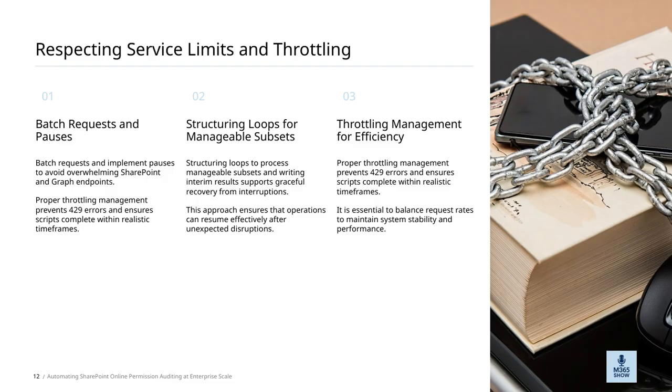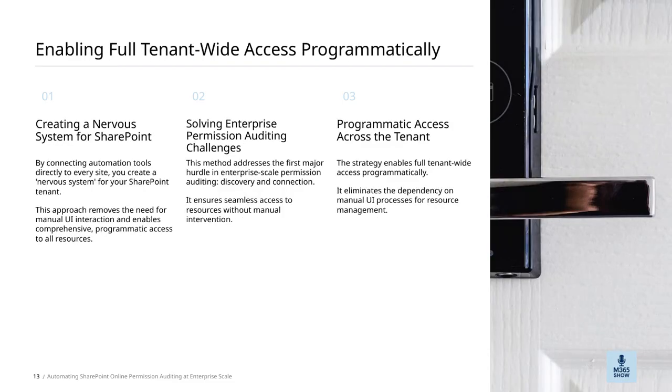enterprise-scale automation. Now, this slide highlights how our strategy enables full tenant-wide access entirely through automation. What this means is that we can manage permissions across the entire SharePoint environment without relying on manual UI processes, which are often time-consuming and prone to errors. Instead, we're leveraging programmatic access to connect to every site in the tenant seamlessly. This addresses one of the biggest hurdles in permission auditing at scale: discovery and connection. By automating this process, we ensure continuous, effortless access without manual intervention.